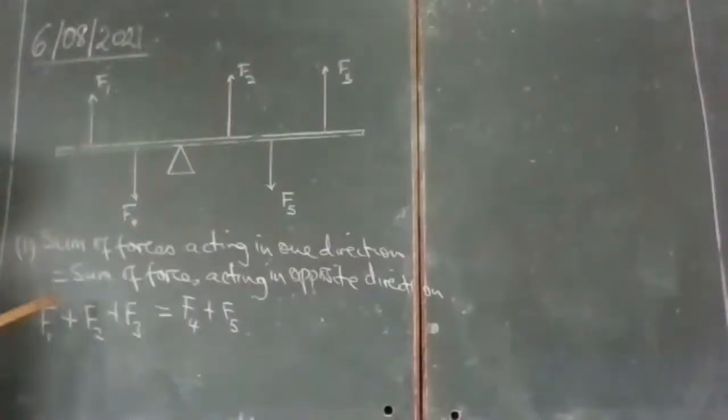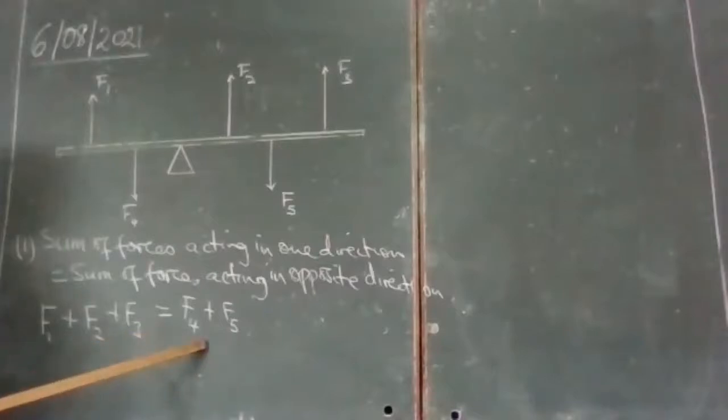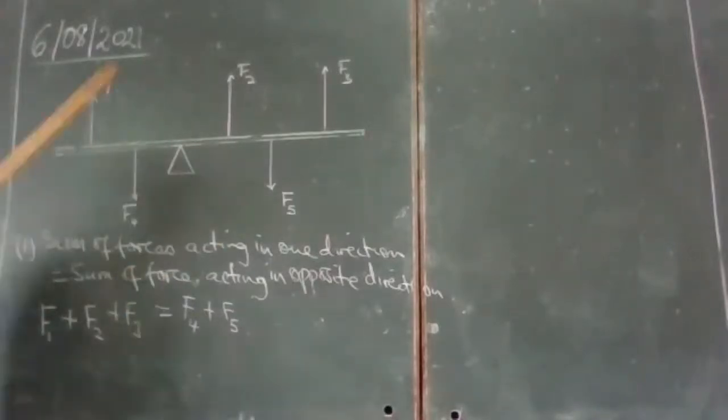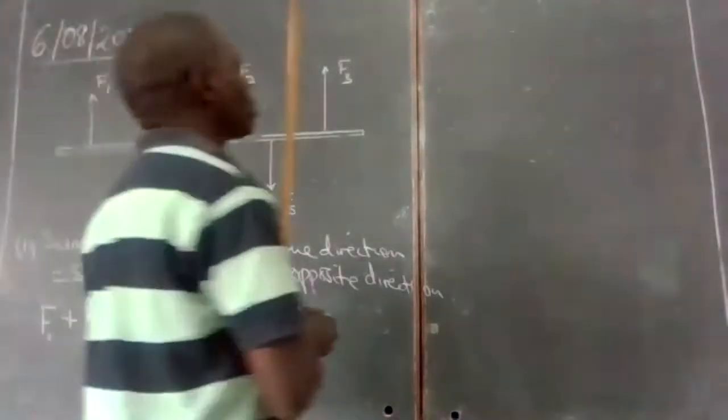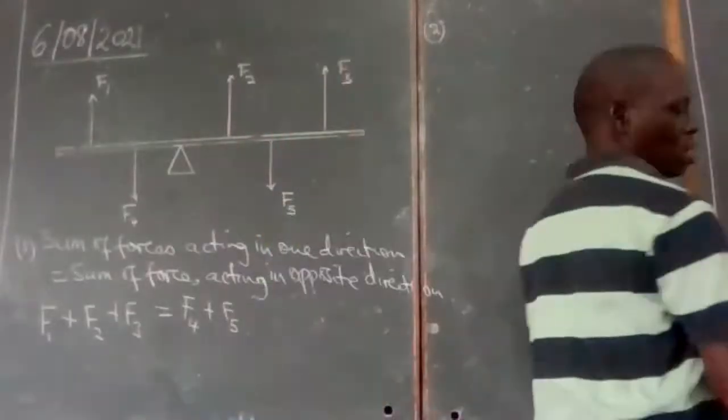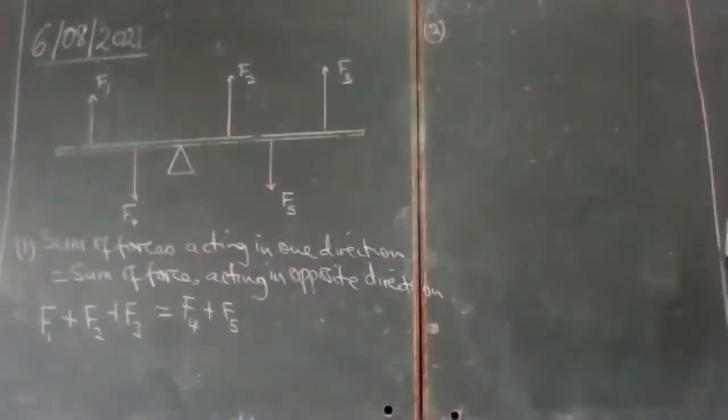But whenever we are becoming practical, the upward forces are equal to the downward forces. That's what we say. But in what we are trying to say, the sum of forces acting in one direction is equal to the sum of forces acting in the opposite direction. That is our first condition. I hope you have captured that condition properly. It is in your notes. I don't think you really need to write it down. Divine has a hand up. Yes, Divine, unmute.